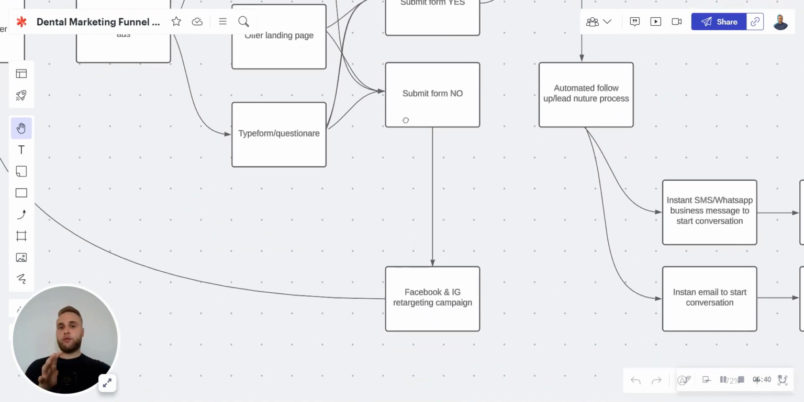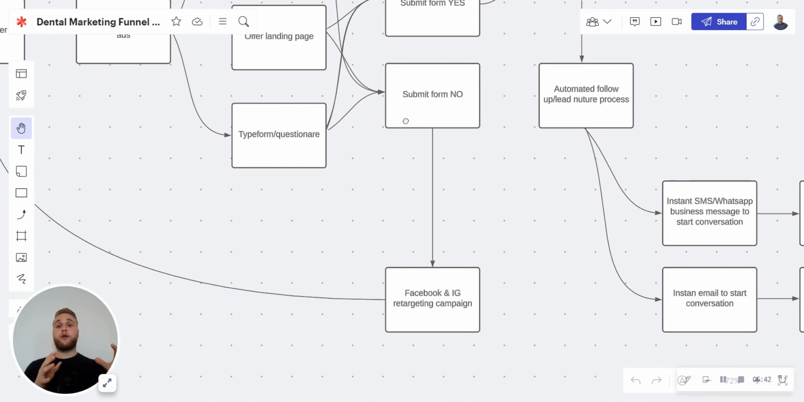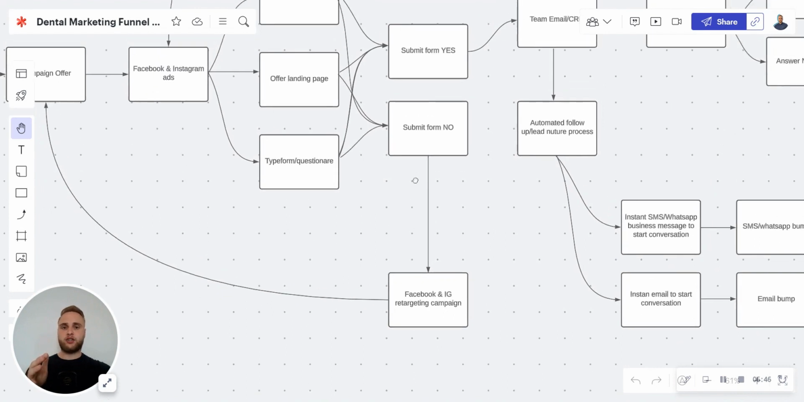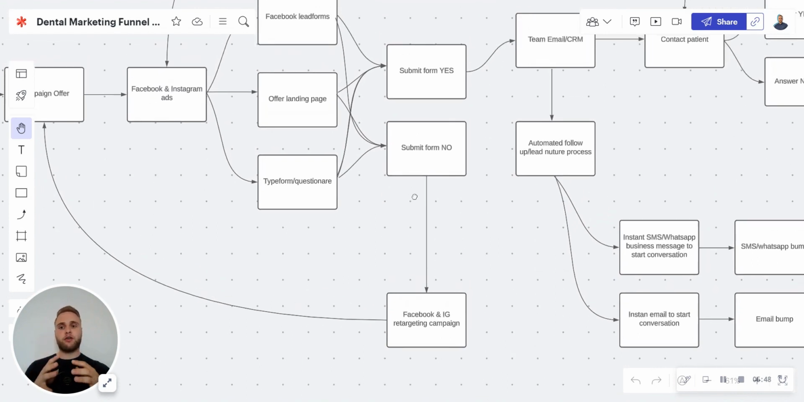Well, then what you want to do is cut off all loose ends. And what I'm sharing with you here is what the most effective marketing strategy systems are. This is what the highest performing campaigns and practices are doing. So anyone who does not submit the form, you then want to retarget with a Facebook or Instagram advertisement.